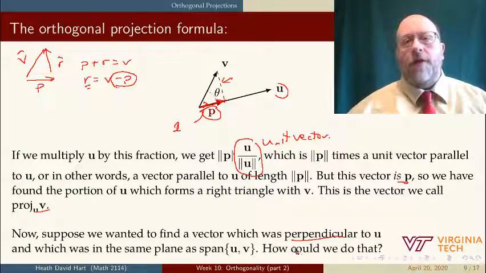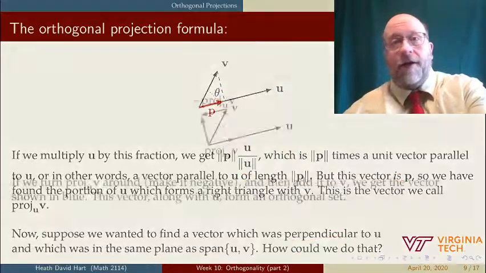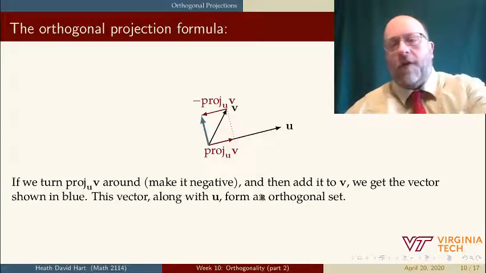So how do we do this? We do this by subtracting v minus p. And then that gets us the perpendicular vector instead. If you understood all of that, then you're ready to talk about the Gram-Schmidt process. Okay? So if we turn the projection around, make it negative, and then add it to v, we get the vector that's shown in blue. That vector forms an orthogonal set.